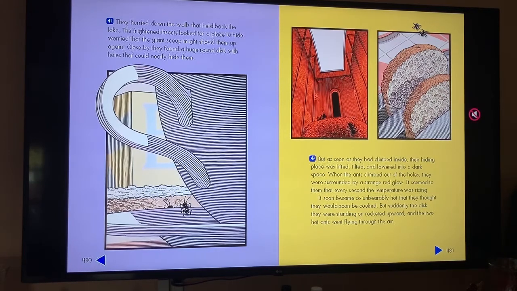When the ants climbed out of the holes, they were surrounded by a strange red glow. It seemed to them that every second the temperature was rising. It soon became so unbearably hot that they thought they would soon be cooked. But suddenly the disc they were standing on rocketed upward, and the two hot ants went flying through the air.